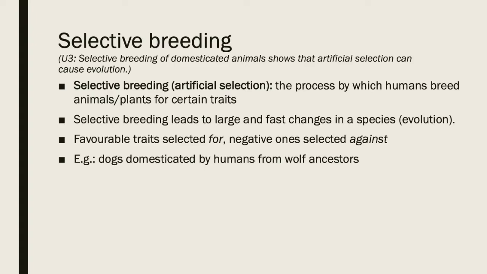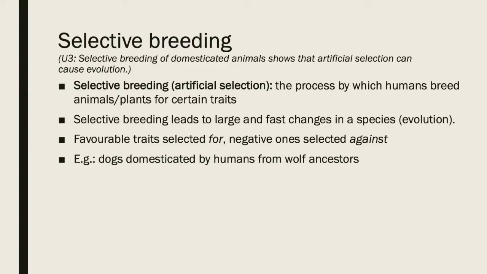Alternatively, humans may also selectively breed animals or plants to select against negative traits. Let's say that an organism in a species has a significant genetic condition, or they have something which makes them less likely to survive and less well adapted to their environment or the function that humans use the species for. Humans, of course, want to eliminate this characteristic within the population, so they will not breed these animals and will breed the ones which do not possess this trait instead, to reduce the frequency of this negative trait in future generations. Selective breeding thus leads to large and fast changes in a species over time, which is evolution.